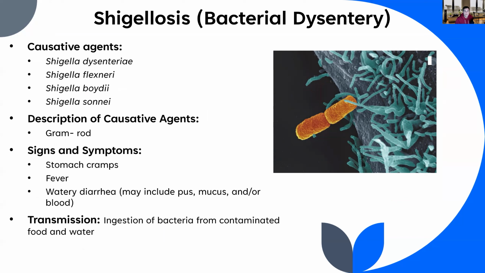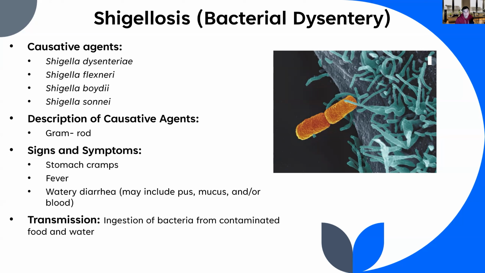There are 4 species of Shigella that are the most common causes of this infection: Shigella dysenteriae, Shigella flexneri, Shigella boydii, Shigella sonnei. These are all gram-negative rods, as you would expect, since they all belong to the same genus. Signs and symptoms include stomach cramps, fever, and watery diarrhea. And this diarrhea may include pus, mucus, and/or blood. When we talk about dysentery, we're generally talking about bloody diarrhea, to contrast that with other types of diarrhea.